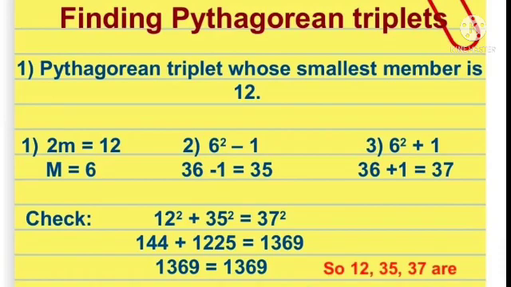6 square plus 1, 36 plus 1 is equal to 37. So substituting the values, 12 square plus 35 square is equal to 37 square. 144 plus 1225 is equal to 1369. So 1369 is equal to 1369. So 12, 35 and 37 are Pythagorean triplets.